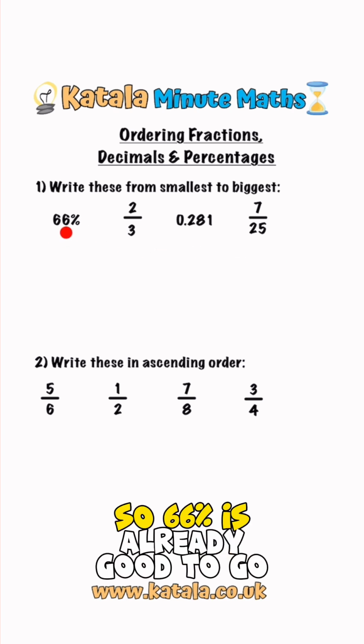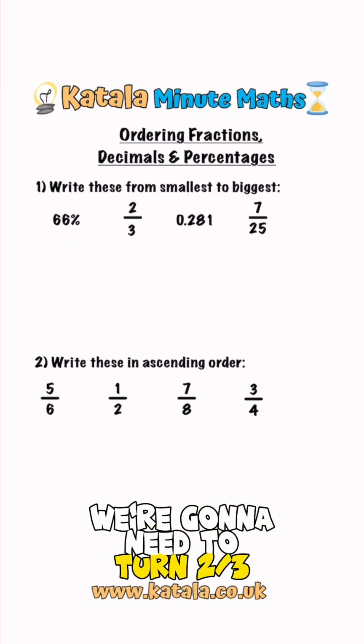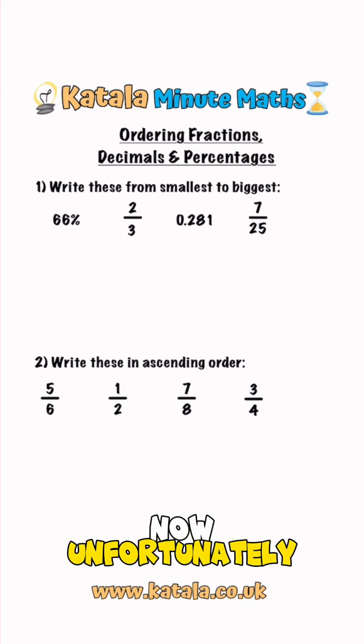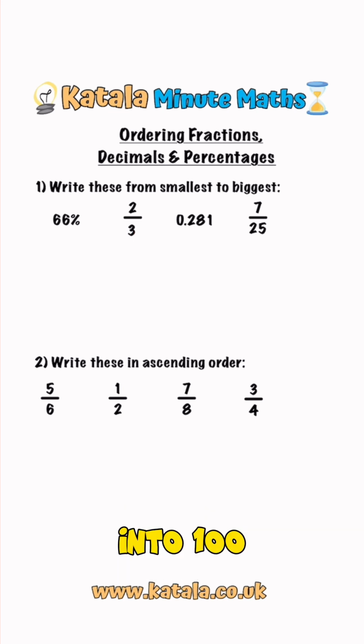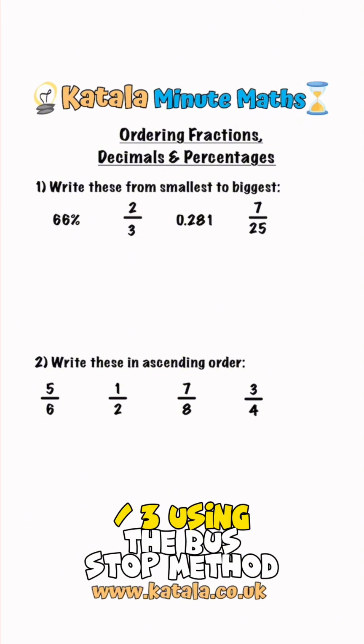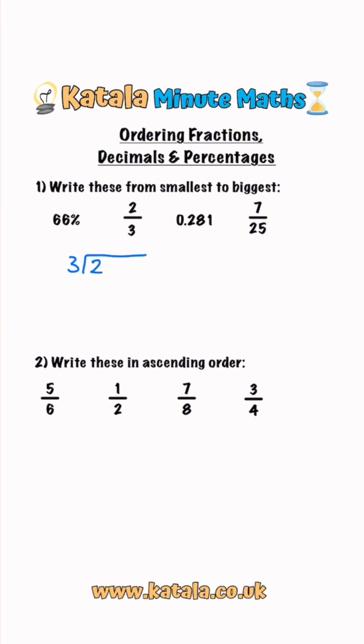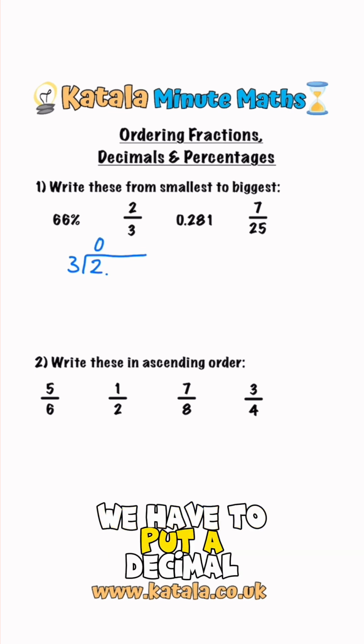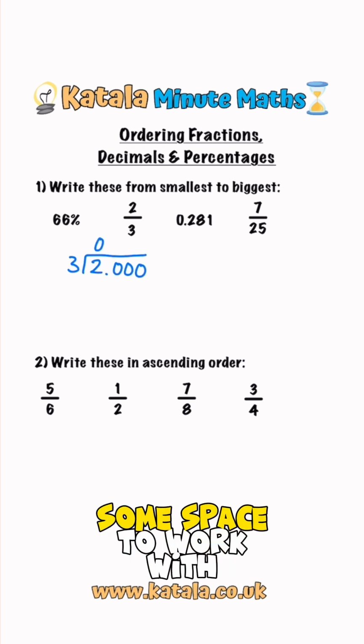So 66% is already good to go. We're going to need to turn 2/3 into a percentage. Now, unfortunately, this 3 here is not going to go into 100. So we're going to have to work out the actual value of 2 divided by 3 using the bus stop method. So 3's into 2 goes 0 times. And since we've run out of room here, we're going to have to put a decimal place and a few zeros to give us some space to work with.